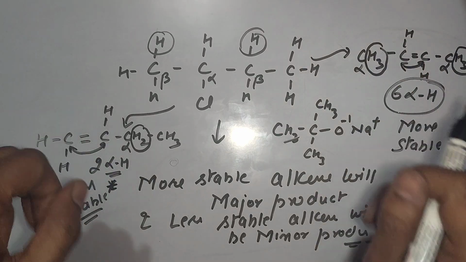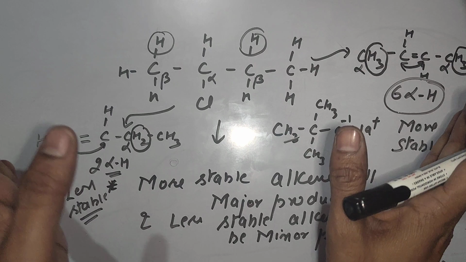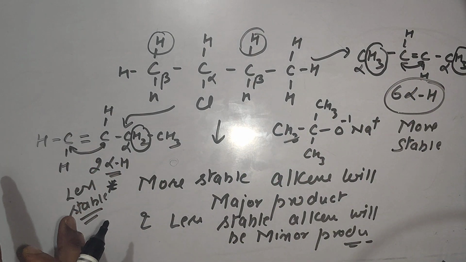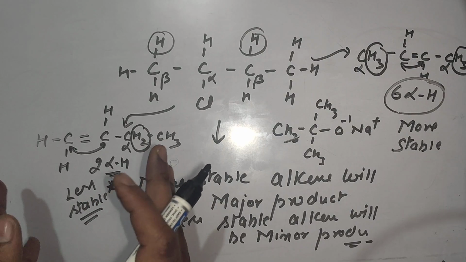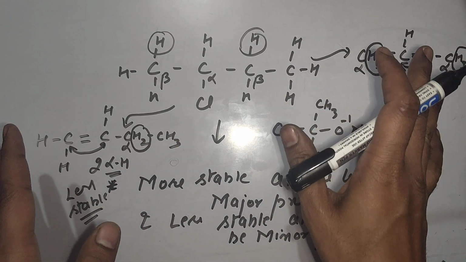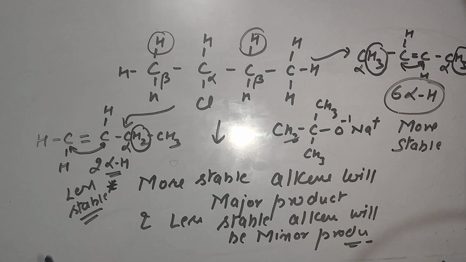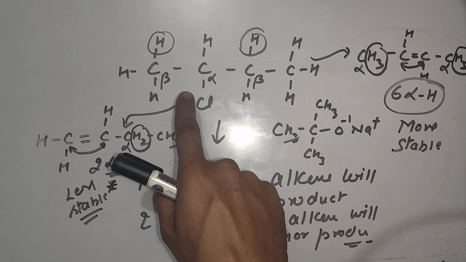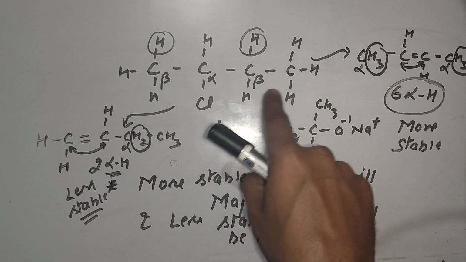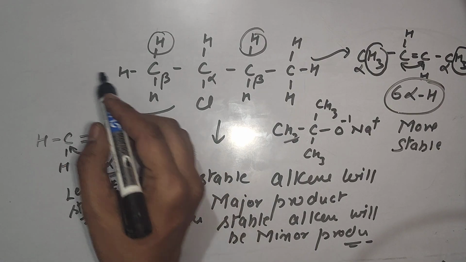So please keep this point in your mind also. When two alkenes are possible, the major alkene will be the stable alkene and the minor alkene will be the less stable alkene. And how to check the stability of an alkene? By counting alpha hydrogens. More alpha hydrogens, more stability of the alkene. Now, what is the rule? For haloalkanes which can produce two types of alkene, the major alkene will be more stable and the minor alkene will be less stable. This we call the Saytzeff rule.